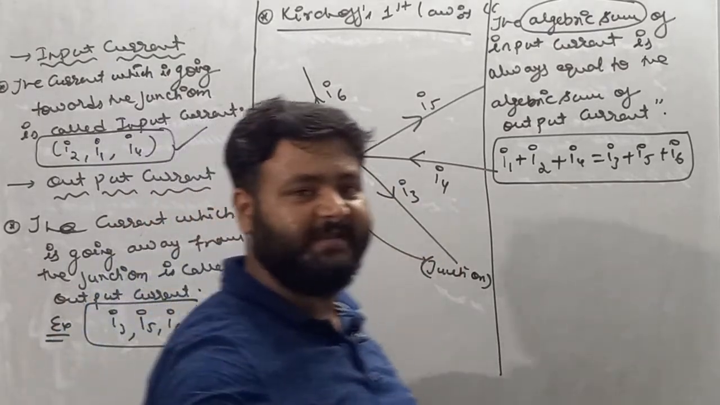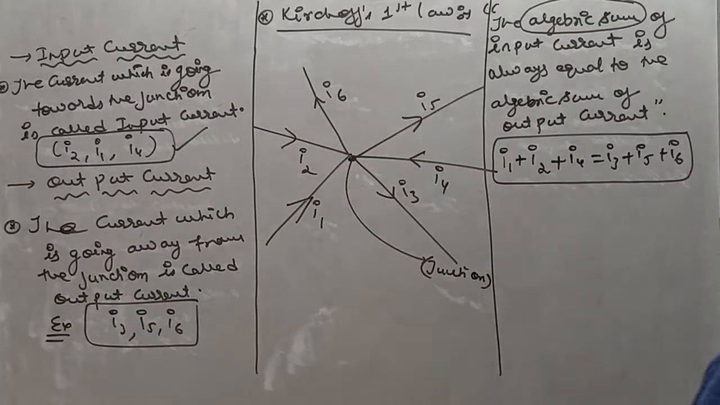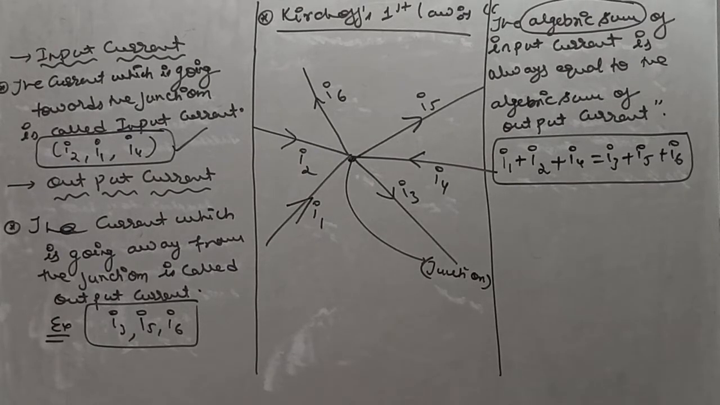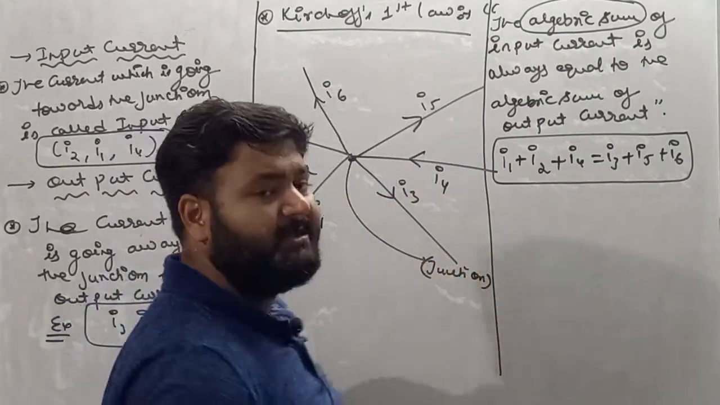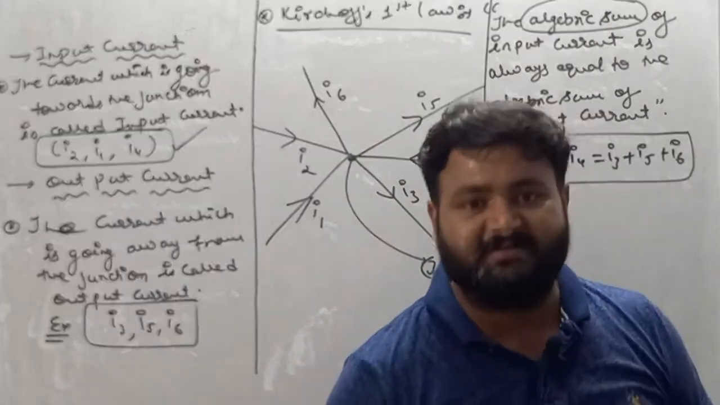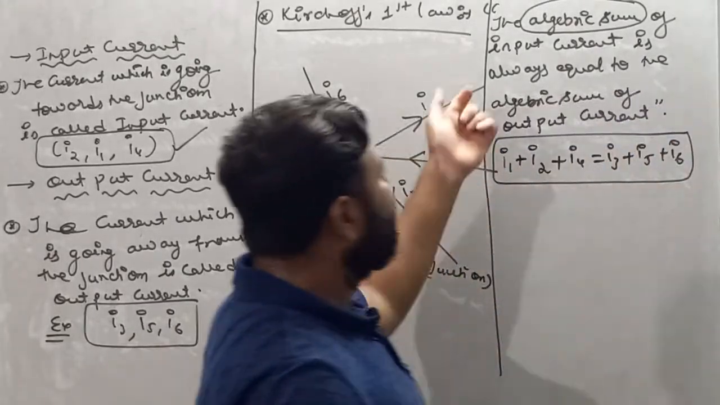I am repeating once again, the amount of current which is going towards the junction becomes equal to the amount of current which is going away from the junction. So we'll say no current is left at this junction, so charge is conserved. This is what actually the first law says.